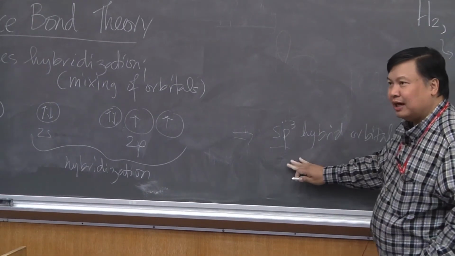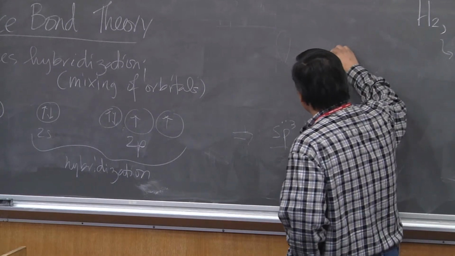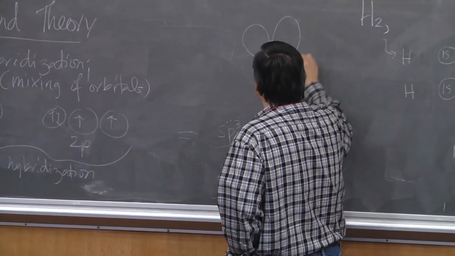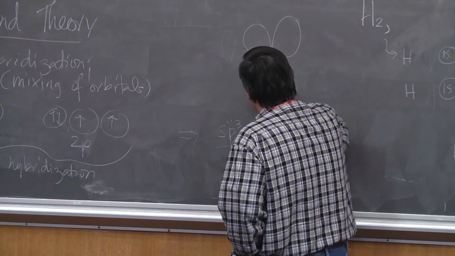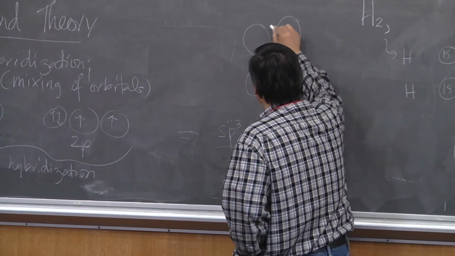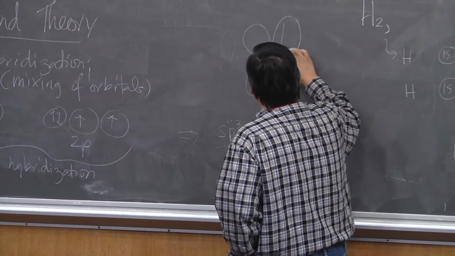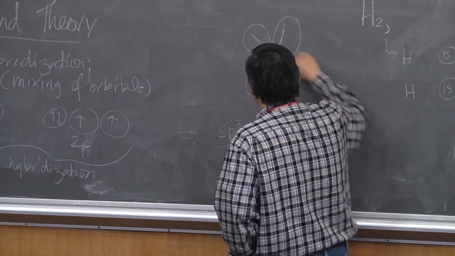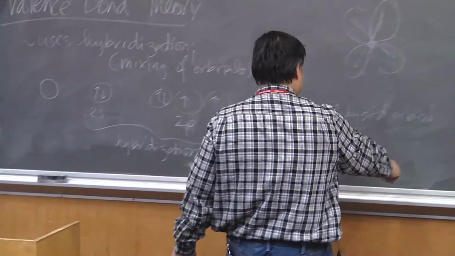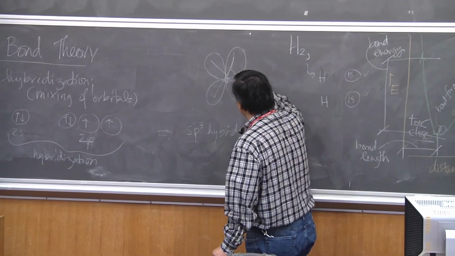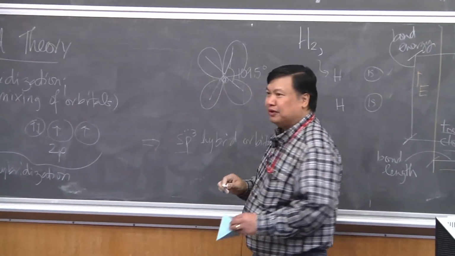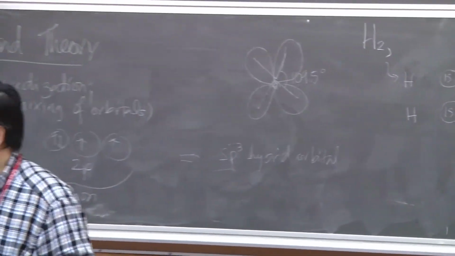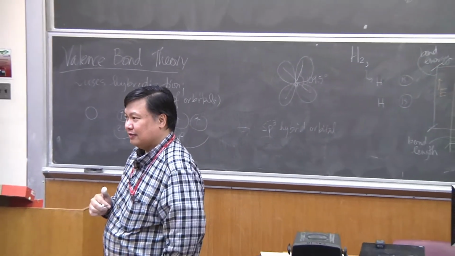And they say that when they do this hybrid, they look like this. Here you go. I'm getting stuck with my drawing. So each of these, what I'm trying to draw here, is that this will end up to be 109.5 degrees. I just can't draw it very well, right? But it's 109.5 degrees. Okay? And that's what we expected for water, correct?